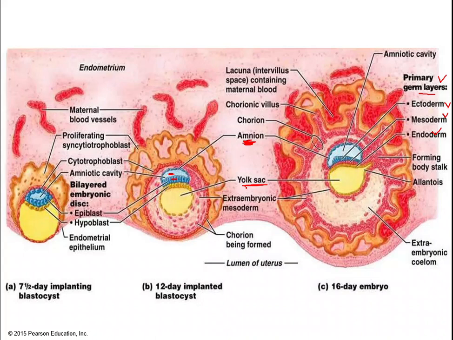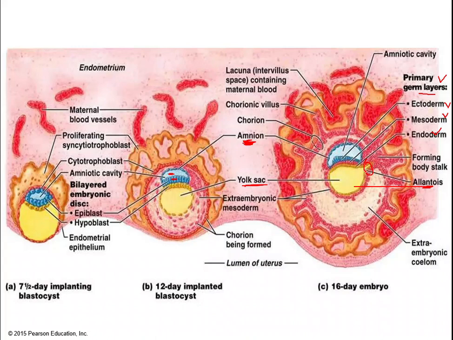Okay. Next, we have another structure called the allantois. The allantois, if you take a look at it right here, not this one, but this one. The allantois, what is it? It is a little out pocket at the caudal end of the yolk sac. So it's basically going to act as a primitive excretory duct for the embryo that will eventually become part of the urinary bladder.